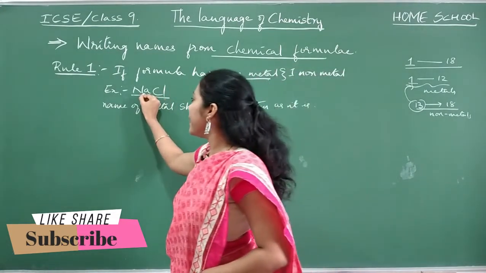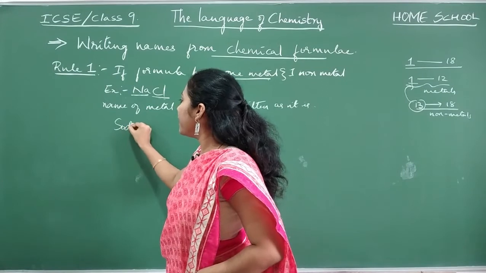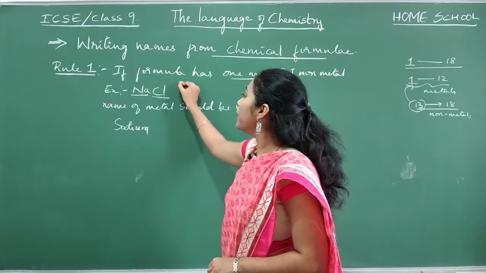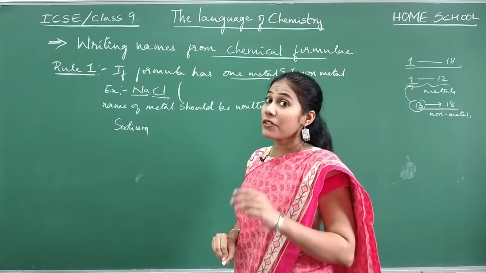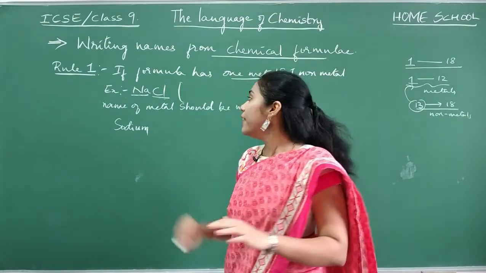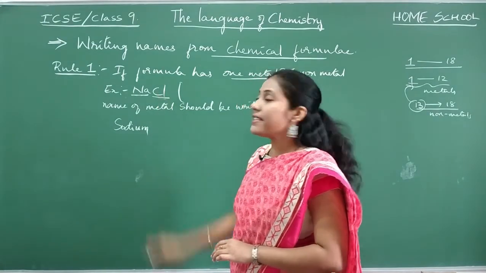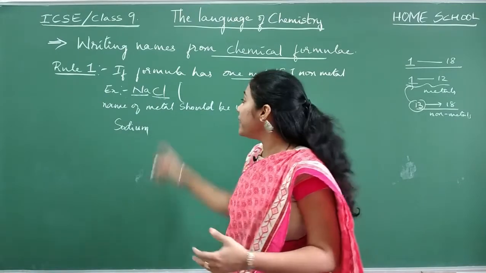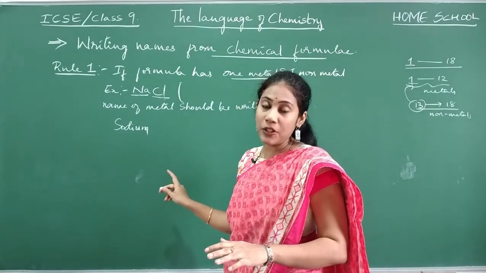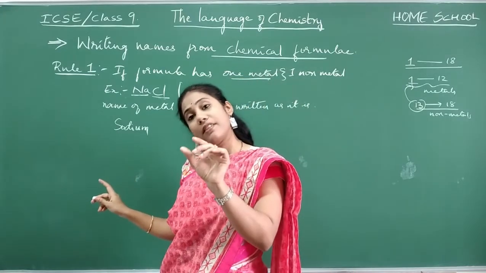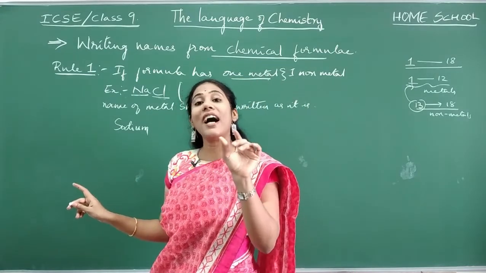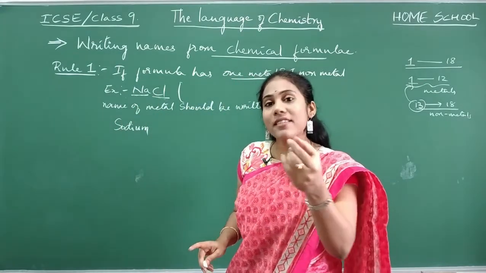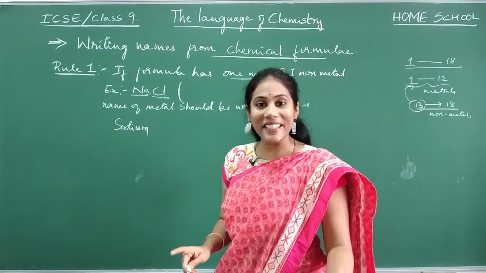So what is its name? Sodium. So I will write sodium as it is. But the name of a non-metal has to be written differently. Here, which is a non-metal? Cl is a non-metal. And what is its name? Chlorine. We don't write it as chlorine. The name should end with the letters IDE. Name of a non-metal should end with a certain tail. What is the tail? IDE here.